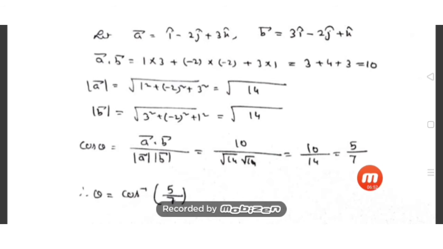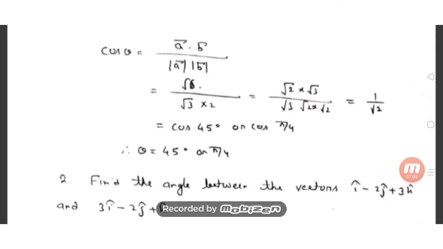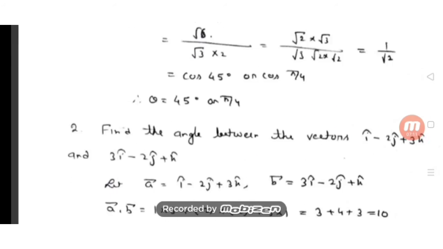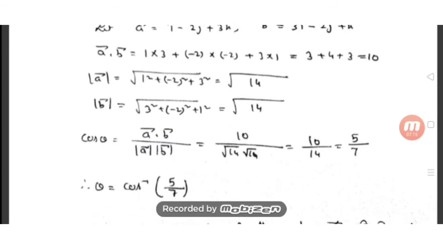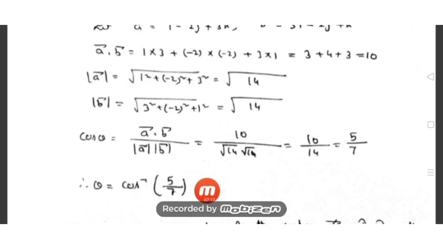And as we know, 5 by 7 is not a standard value of cos theta. So how to write down theta? Taking cos inverse. So what is your theta? Theta is equal to cos inverse of 5 by 7. As you have seen in the previous question, as the cos theta value was 1 by root 2, which is a standard value, that's why I converted it into the standard notation. But if it is not a standard value, in that case, we can write down the answer as cos inverse of that value. Okay, hope you understand the procedure.